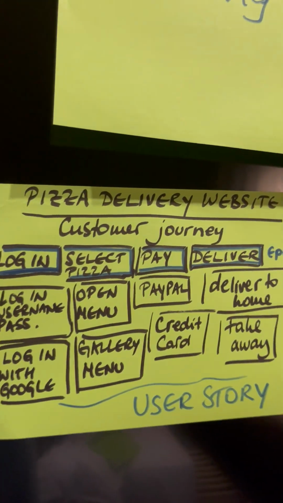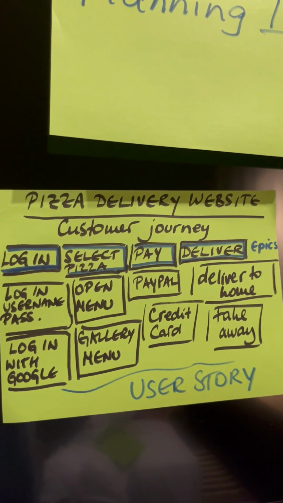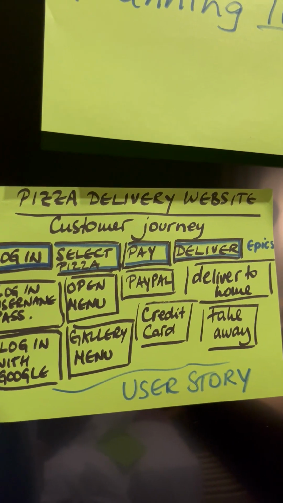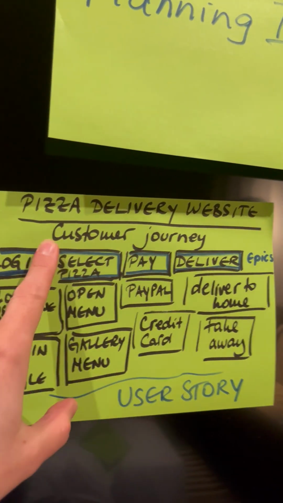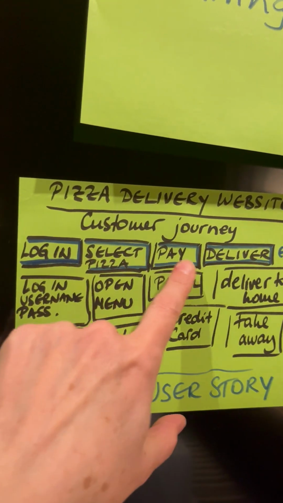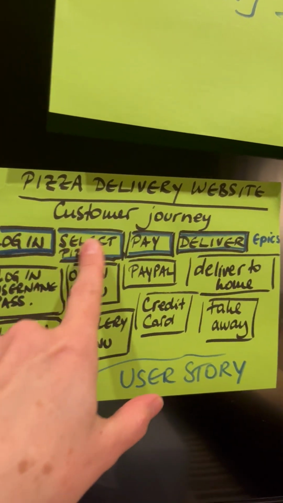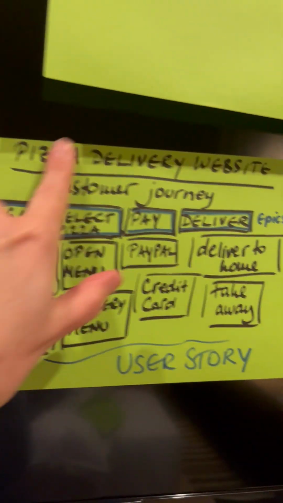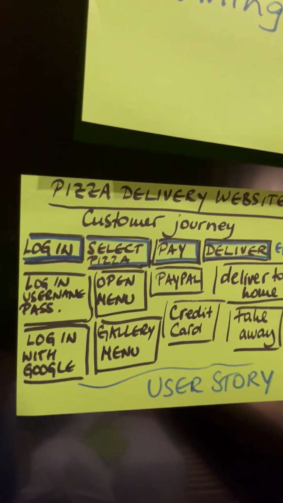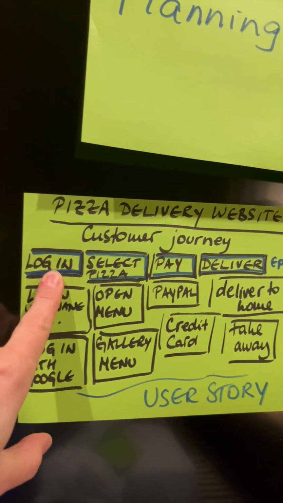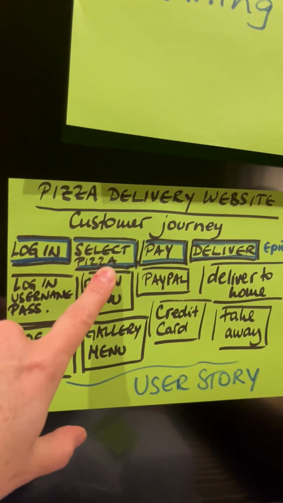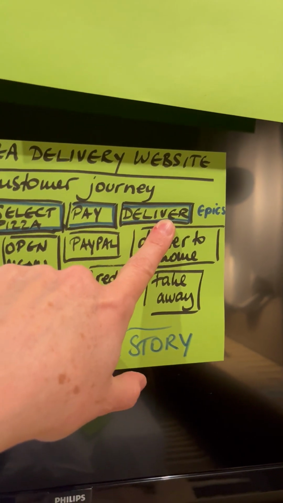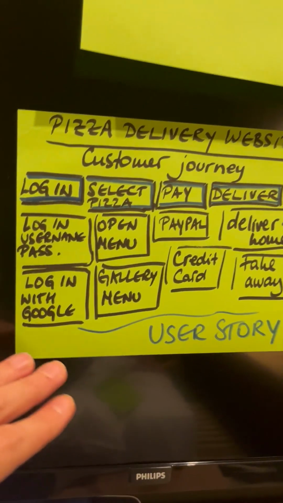So our exercise looked something like this. I asked them to collaboratively create all of the steps on the customer journey, all of the steps that a customer would have to go through from start to finish in order to use their product, which is this pizza delivery website. So they came up with steps like, well, the customer would have to first log in and select a pizza, pay for it, and have a delivery option. We kept it very simple.